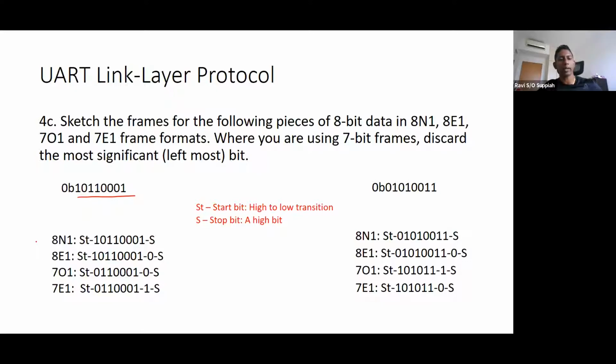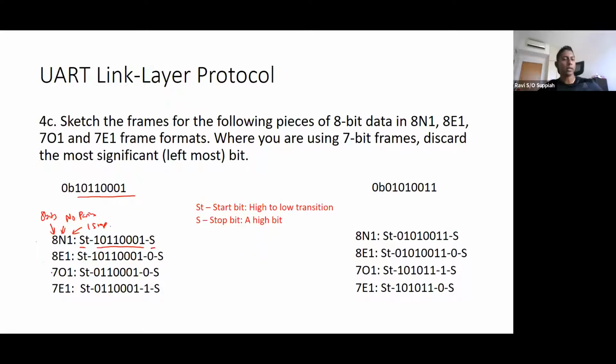So for example, 8N1. 8N1 means I transmit 8 bits of data. N is no parity, and the 1 is one stop bit. So I'll have a start bit over here, plus 8 bits of data, and then there's no parity, and then one stop bit.